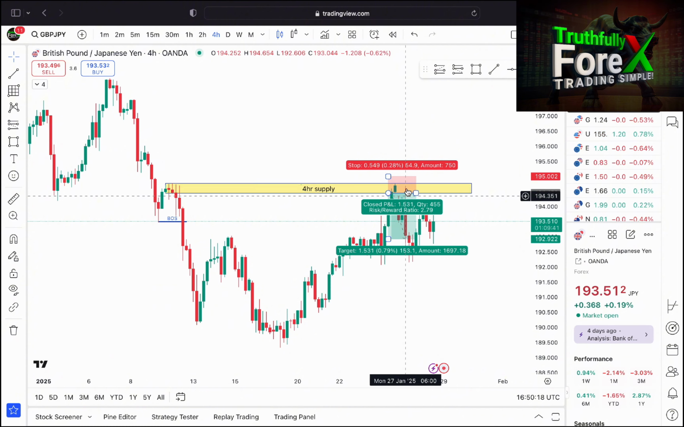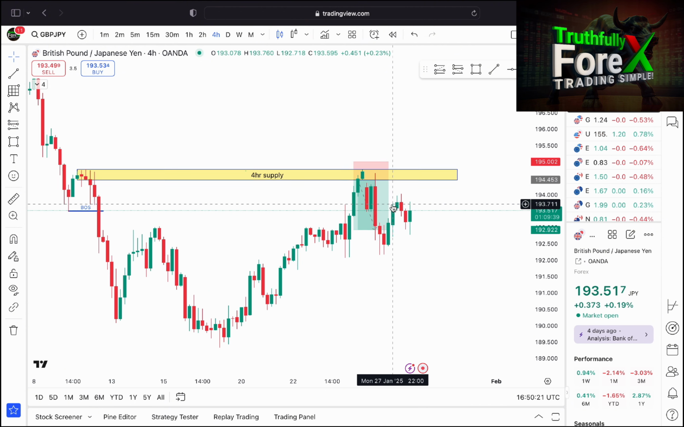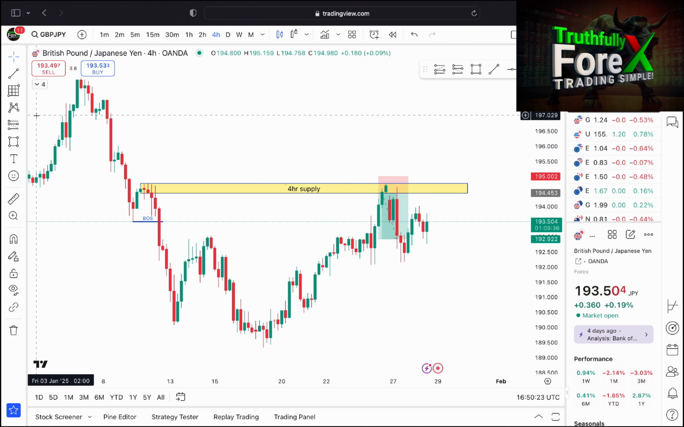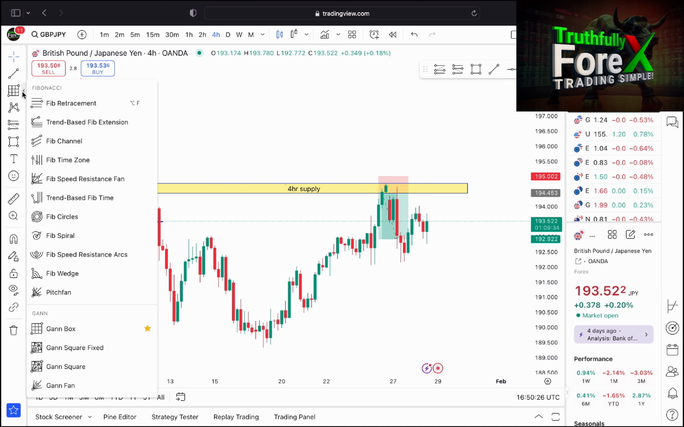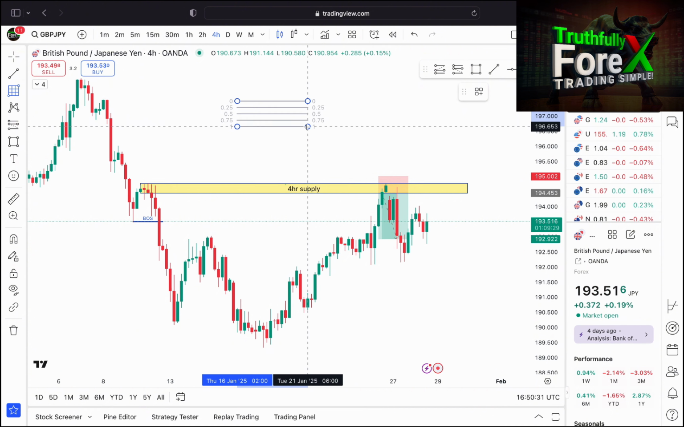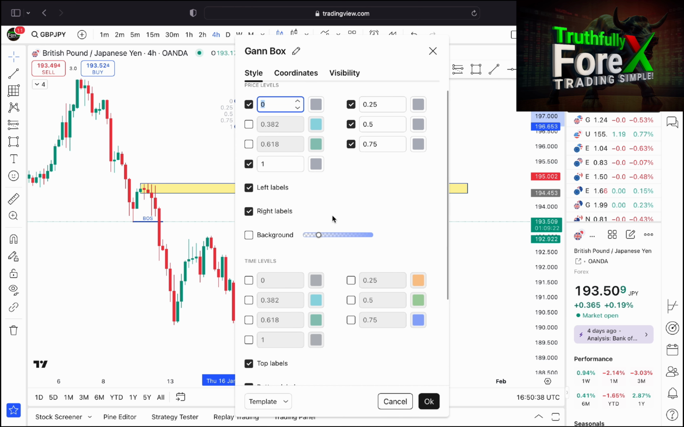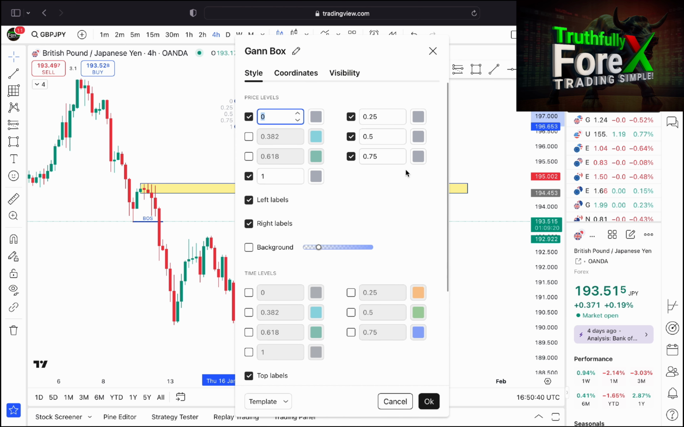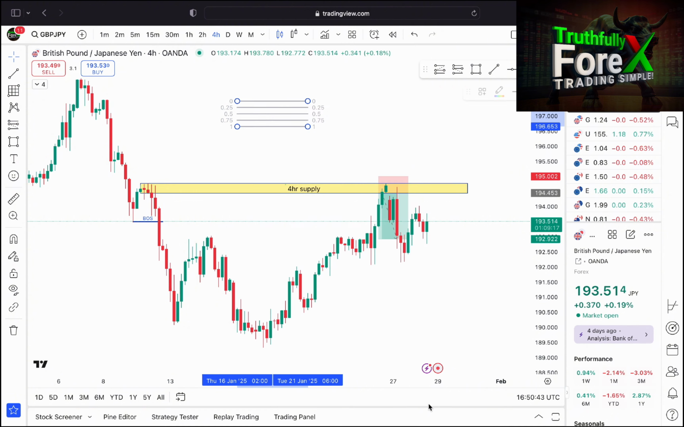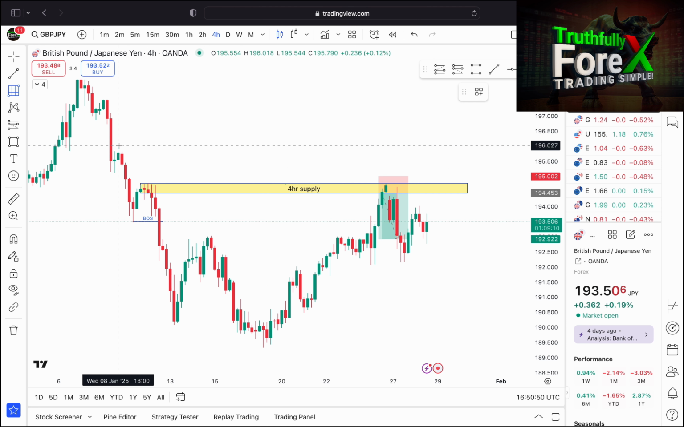Price was coming into this level. So again, this is something I haven't mentioned before. It's called a Garn box. The settings on the Garn box are exactly like that. If you want to copy that, these are the settings here. So this is a very good tool for finding premium and discount levels.